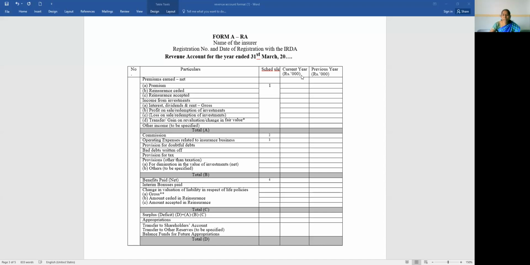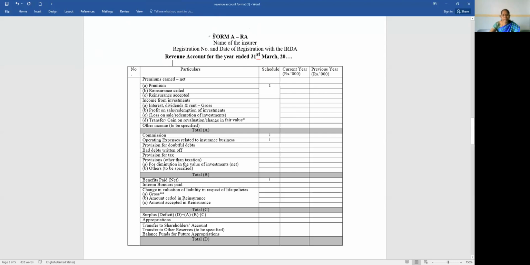Life insurance company's revenue account. Form A shows the revenue account of life insurance. If you are taking general insurance, for that we will be using Form B. So this Form A will say how you have to prepare the revenue account of the particular life insurance company. Okay, so this is the format which shows you how to prepare the insurance company's revenue account.